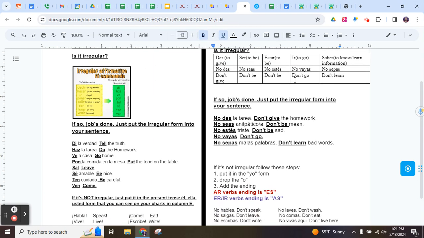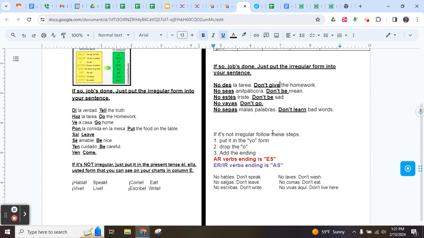So if it's not on this chart, then we need to go through these three steps for the negative commands only, okay? First, you put it in the yo form. Then you drop the O from the yo form, and then you add the ending. AR verb ending is ES. ER and IR verbs' ending is AS. So, hablar, to speak, is an AR verb. So we put it in the yo form, we would get hablo, drop the O, and add the opposite ending. AR verbs get ES. So no hables.